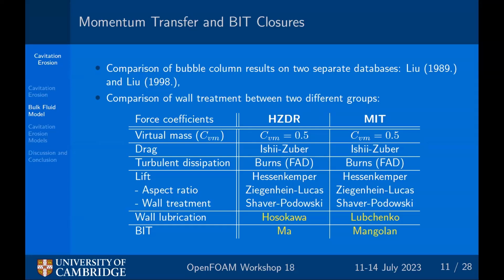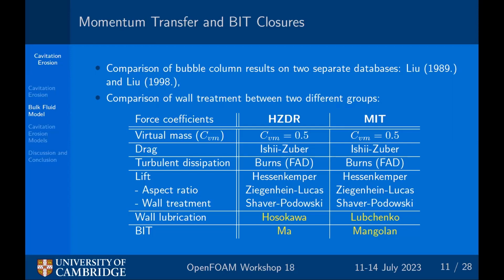Virtual mass, most people agree it's constant at 0.5. Drag, Ishii-Zuber, or you can use Tomiyama. It's quite similar, and the only difference is terminal velocity and a small portion of bubble-induced turbulence. Turbulent dissipation, you could use Antal, but more common recently is Burns.